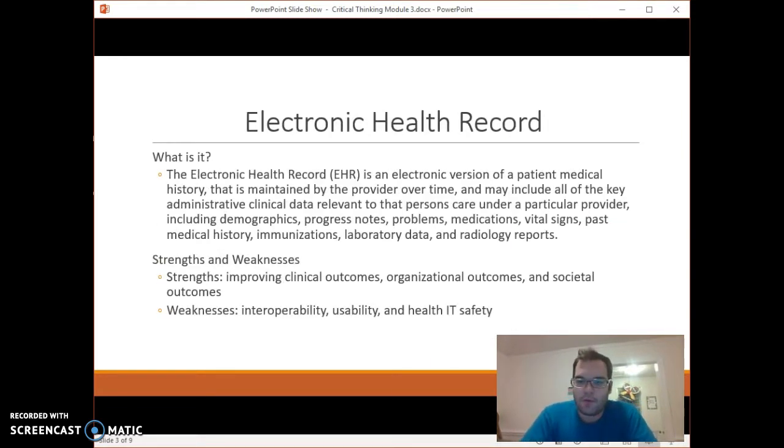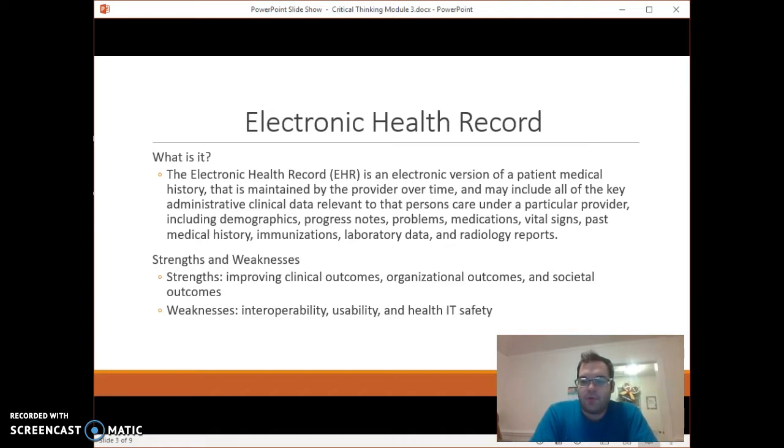The electronic health record is an electronic version of the patient's medical history that is maintained by a provider over time. This may include all of the key administrative clinical data relevant to that person's care. Hospitals are slowly implementing EHR because if implemented wrong, it can increase the risk of medical errors. Errors can lead to malpractice lawsuits and other legal complications.